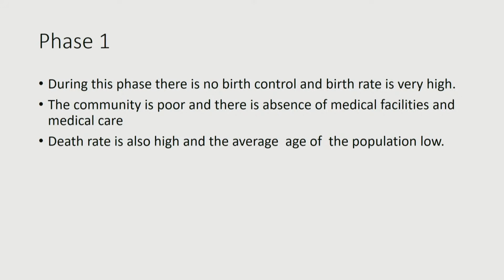And even the average age of population is very low. What do we mean when we say the average age of population is very low? We mean that if you look at people that are living, they are living maybe up to their 30s and 40s. You hardly find people living up to the 50s, 60s, and 70s because of the absence of those medical facilities which would at least help them to sustain their lives.